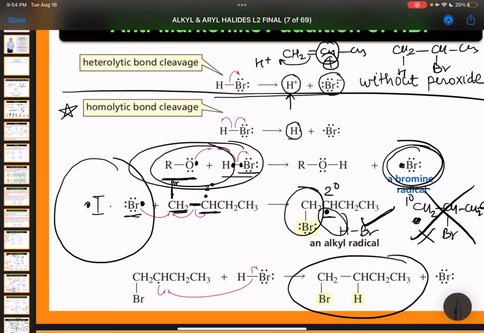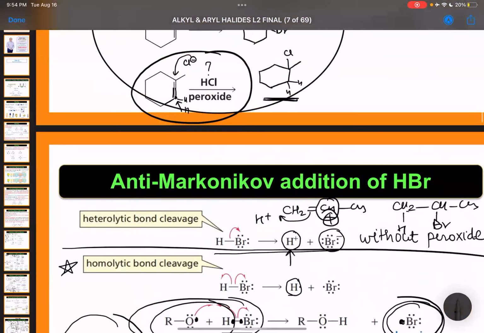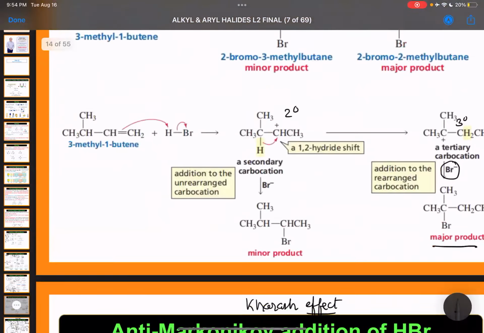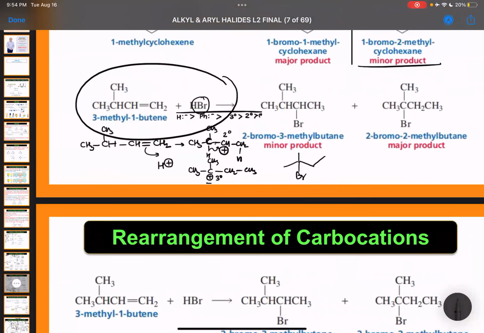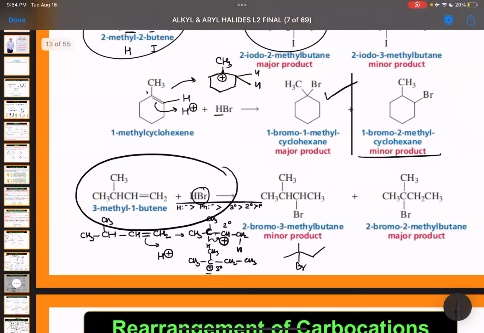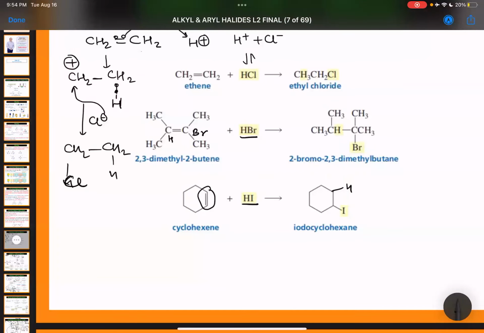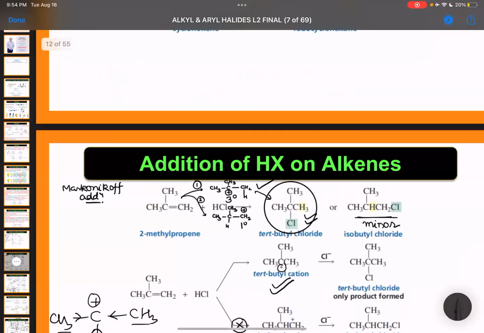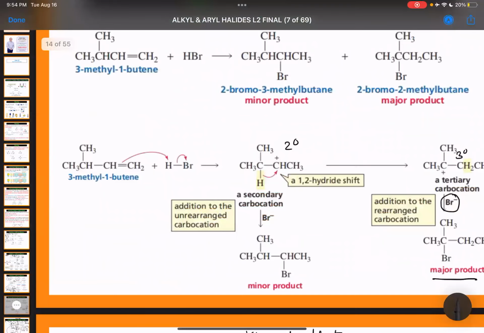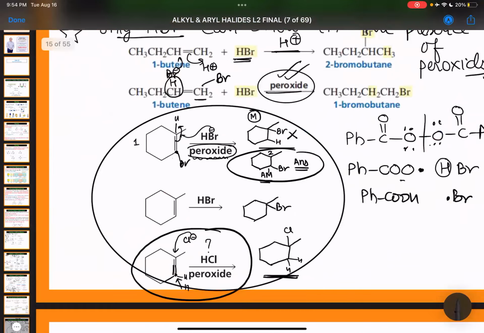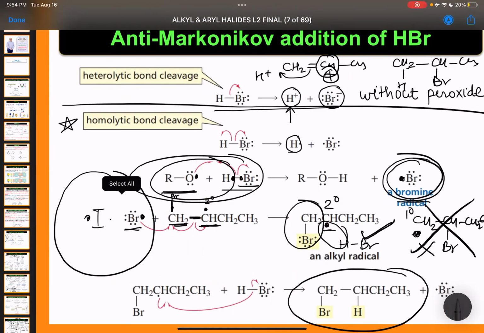That's why HI will not show the peroxide effect, but HI adds to the double bond as H plus and I minus. Okay, H plus and I minus in a normal way, the way in which we have seen here. The normal way is H plus and Br minus, H plus and Cl minus, H plus and I minus, so H plus will go and attack the double bond. Okay, that is the normal way. But in peroxide, some new intermediates will form, but that is only for HBr, not for HF, HCl, and HI.